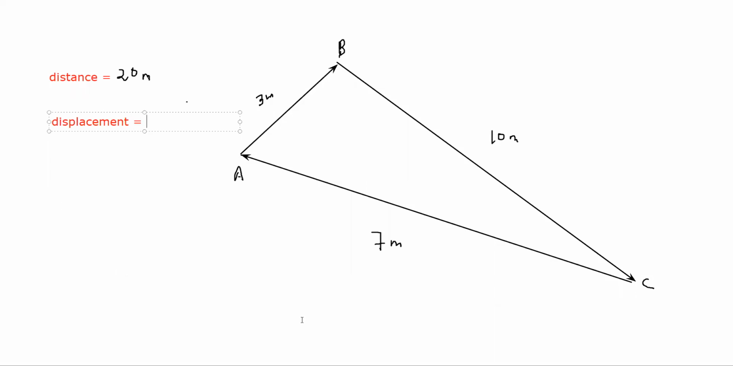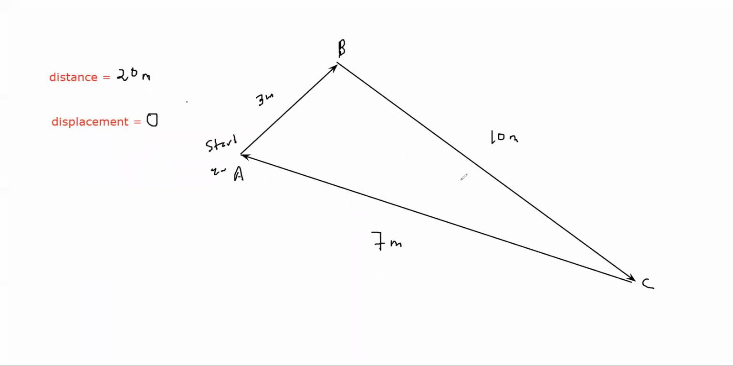The object returns back to the same starting point, the original point. So it starts and ends at the same point. So what is the displacement? Displacement is 0 because it returned back to the same point. So there is no displacement.